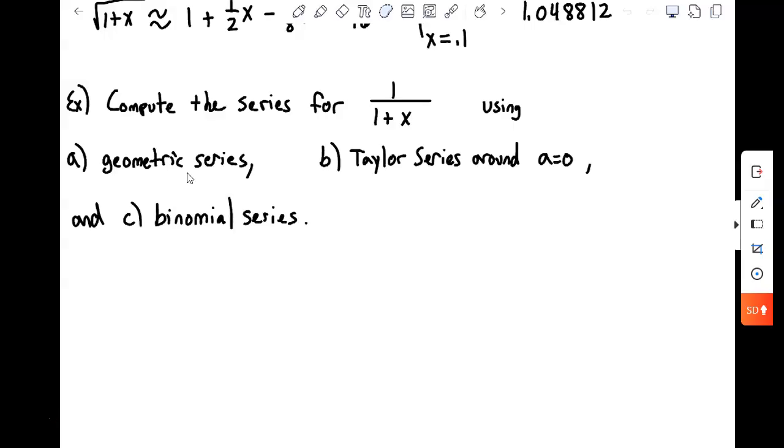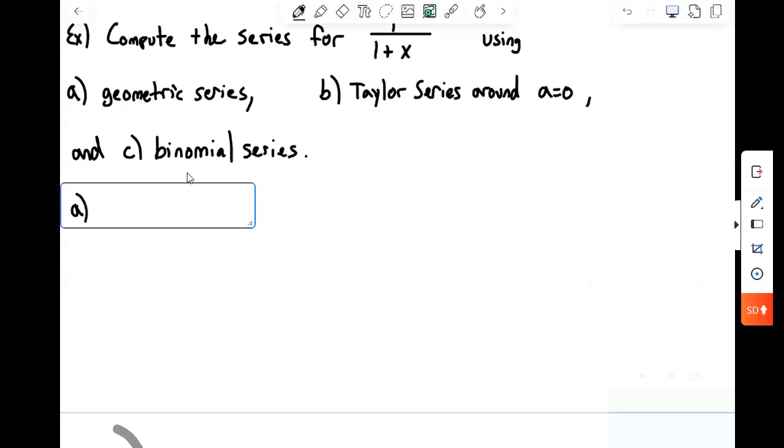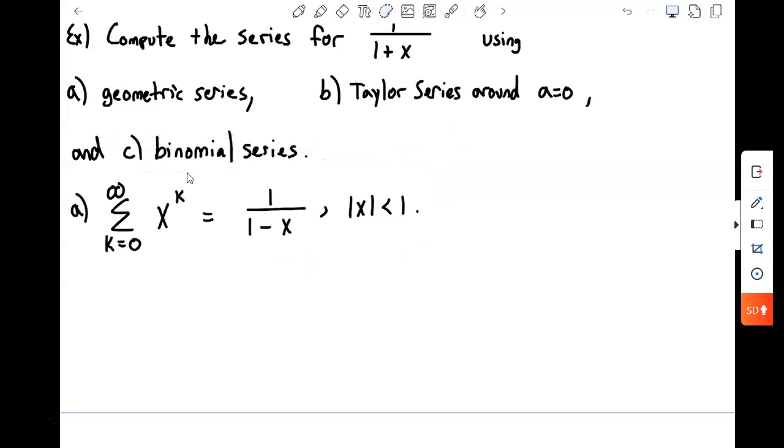So recall with geometric series the big main result we had, and that was that the series as k goes from 0 to infinity of x to the k is 1 over 1 minus x, and it'll converge provided that the absolute value of x is less than 1. So that's our series, and again, it will converge as long as the absolute value of x is less than 1.